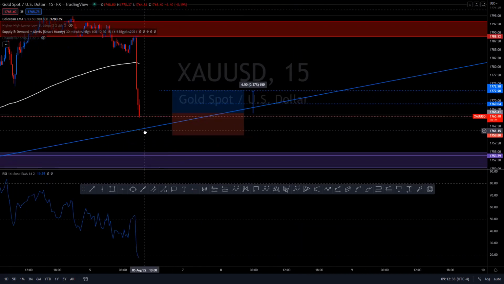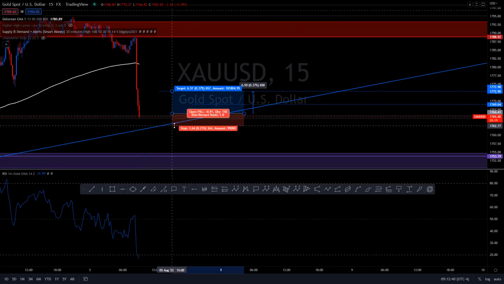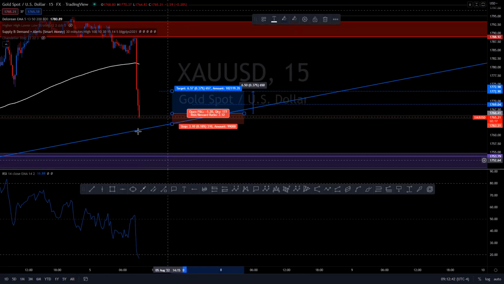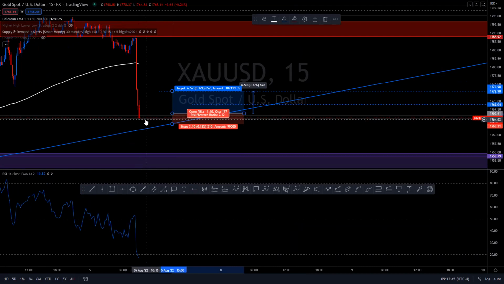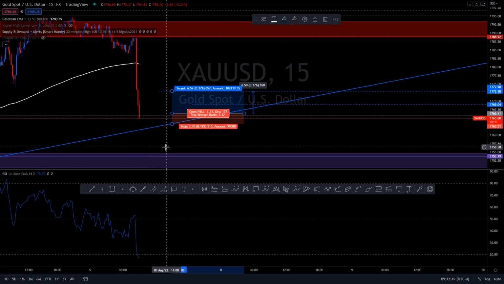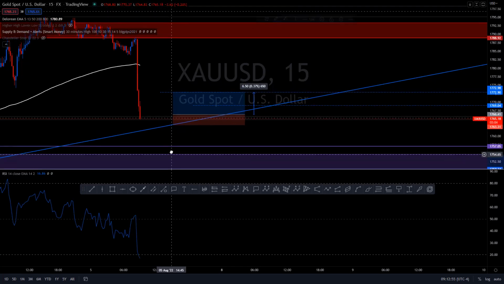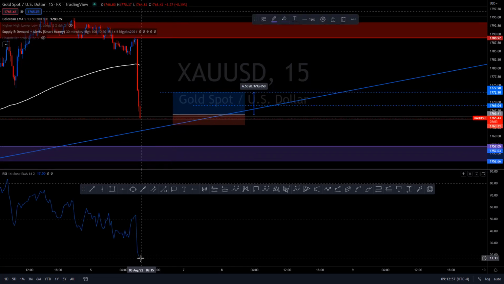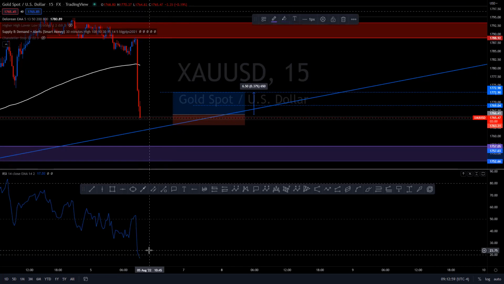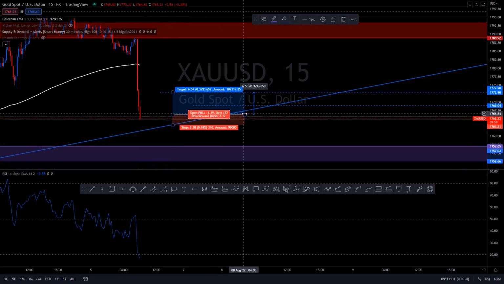Now, the only way that I would even sell this is I would need to see the next candle close below this demand zone and continue going. That's the only way. But price is already oversold at this point, so I'm focused on buying at this point.